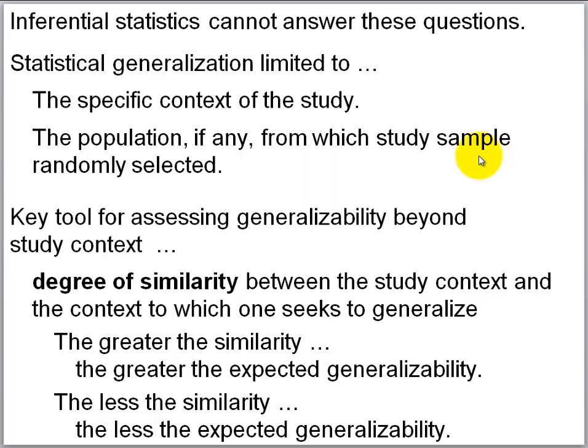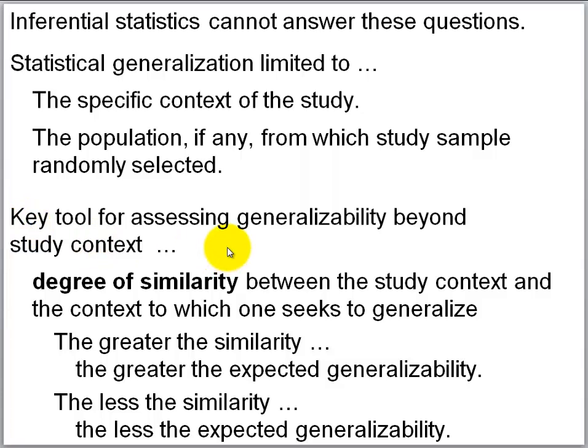So, can we make any kinds of generalizations that go beyond the population, if any, from which the study sample was randomly selected? I take the position that yes, we can. We just simply need another set of tools. Statistical tools aren't going to help us make these generalizations. We need some non-statistical tools.